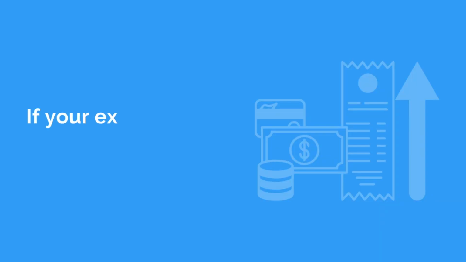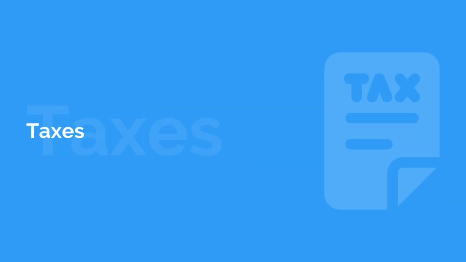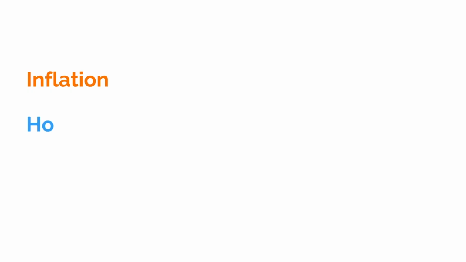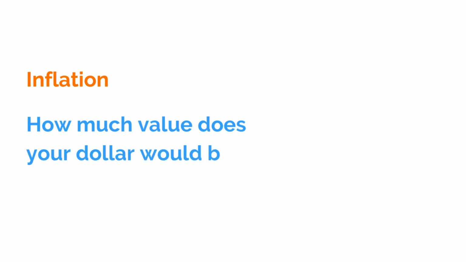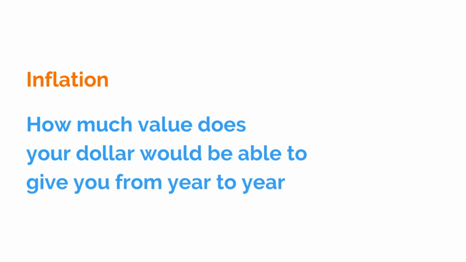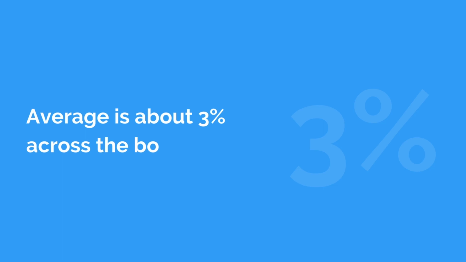But most importantly, what that'll allow you to do is to see if your expenses went up, and whether that's water, taxes, insurance, any of these things could be going up. And if you see across the board, for example, that your expenses went up 3%, we're also going to include inflation. And inflation is really just how much value your dollar would be able to give you from year to year. Average is about 3% across the board.